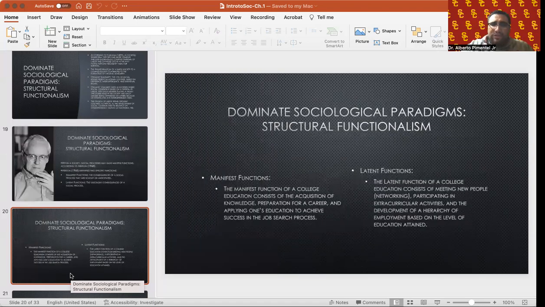Let's look at the manifest function of going to college. We go and pursue a college education for the acquisition of knowledge, for preparation for a career, because we hope to apply what we've learned throughout our education to some type of job search process, and we hope to achieve success. Those are the intended consequences of going to college. Now, what are some of the unintended consequences? What are some of the latent functions of going to college?